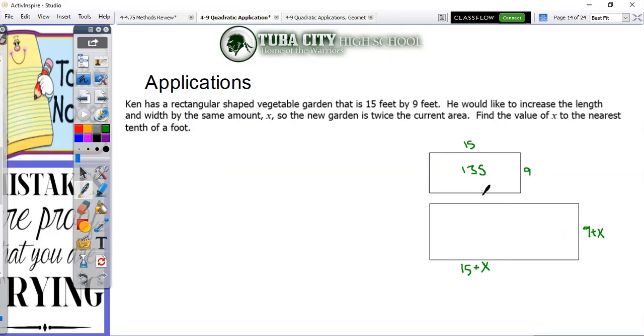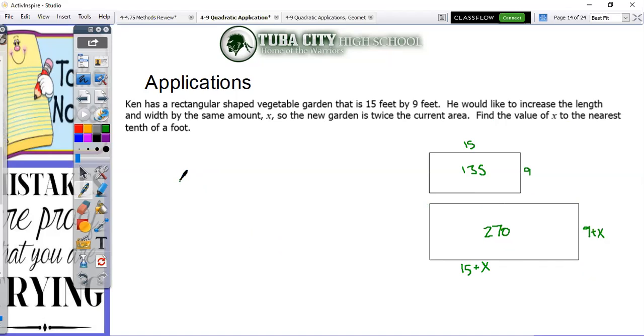And we need it to be twice the area. So twice the area, so 135 times 2. Let's see, 35 times 2 is 70. Double 100, so you have 270 feet in area. Okay, so it looks like in this case here, this will be the new garden size. And we need to find out what x will become.